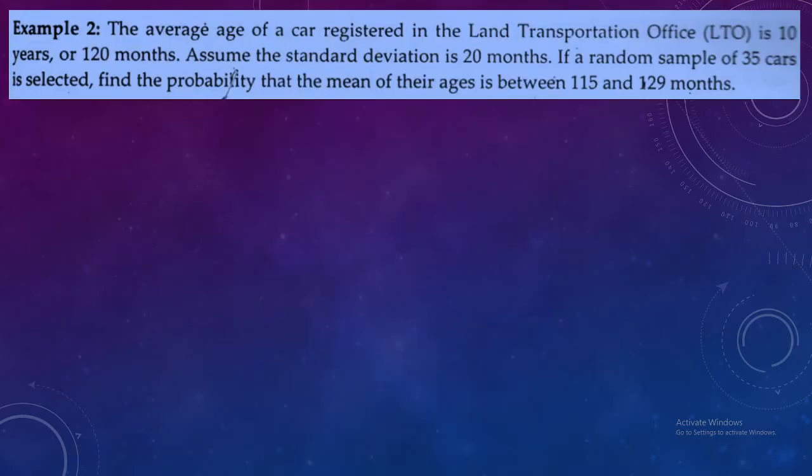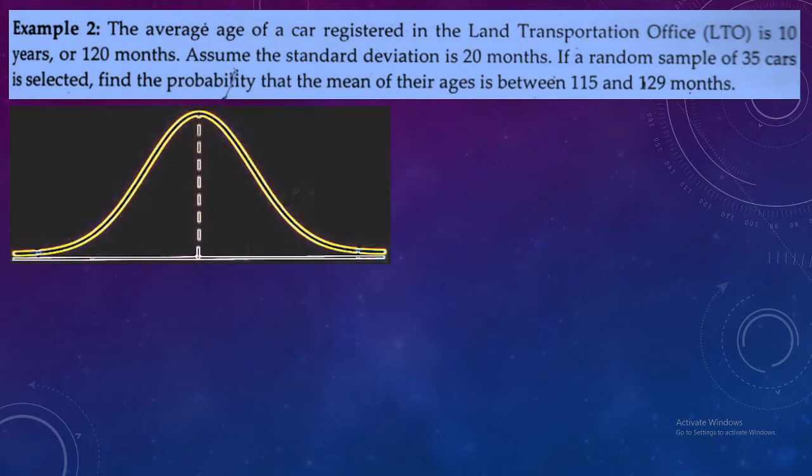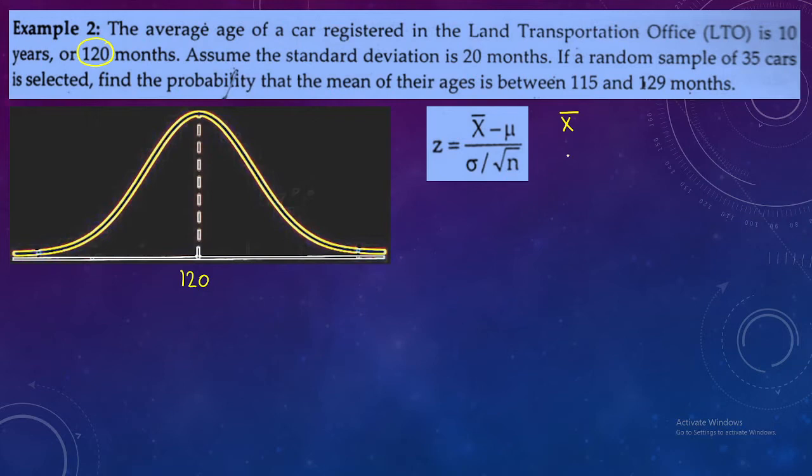So example number 2. The average age of a car registered in the LTO. As you can see, where am I going to write this average age, which is in months? 120 months. At the center. Locate that at the center. Now let's use our formula and write our given: the sample mean, the population mean, the standard deviation, and the n.